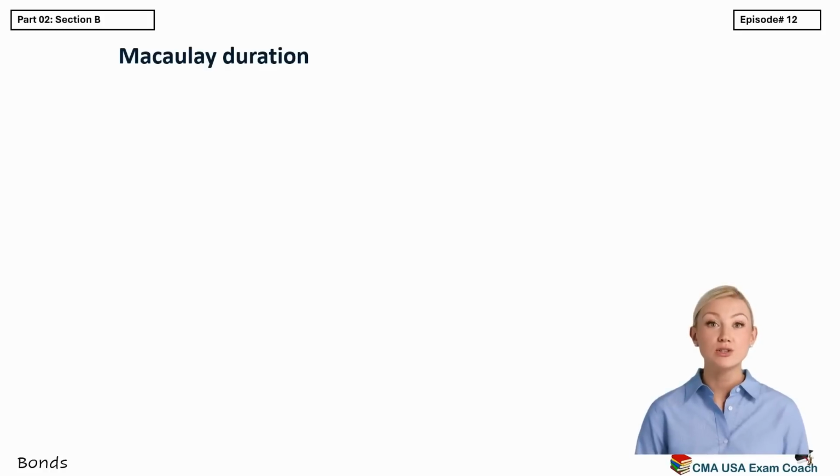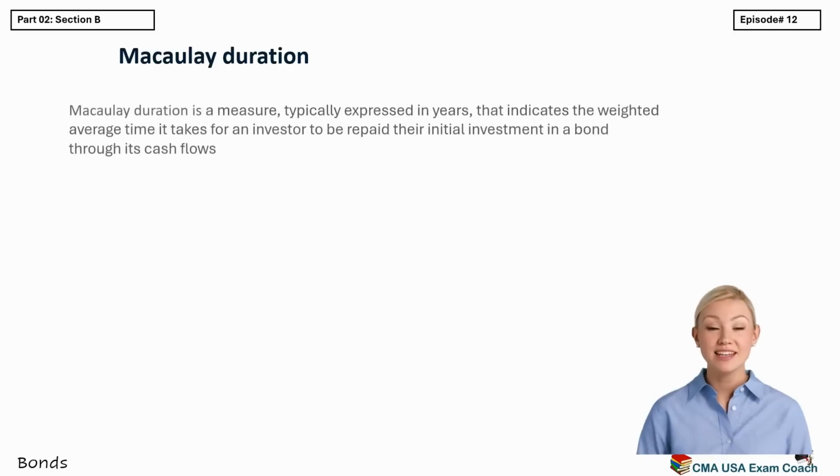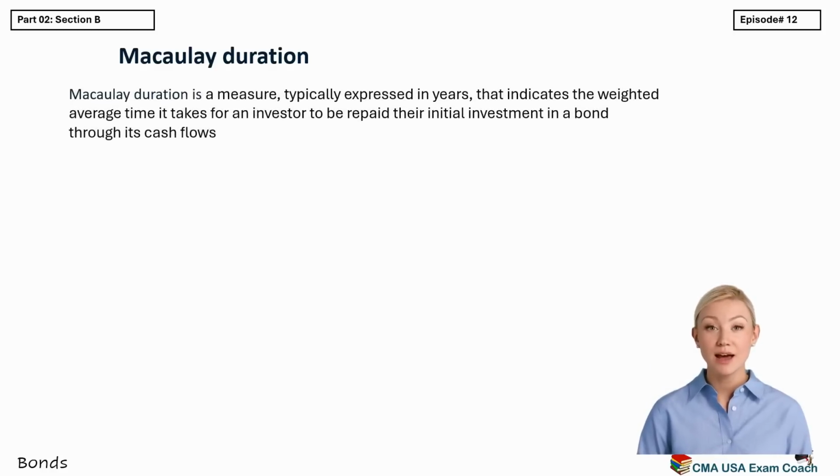Macaulay duration is the true time-based measure. It shows the average point in time when you receive the money you invested, adjusted for the time value of money. It's calculated as the sum of each cash flow's present value, multiplied by time, divided by the bond's total price. It's like asking, if I spread out all the cash I get from this bond, what's the average time it takes to get my money back in today's dollars?